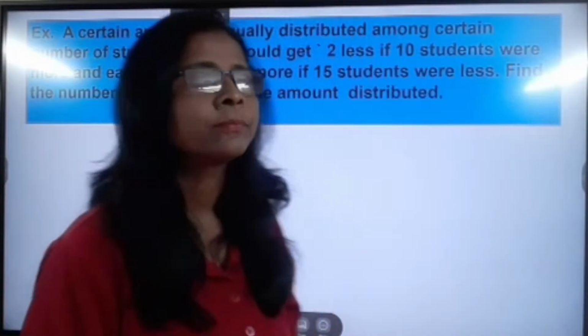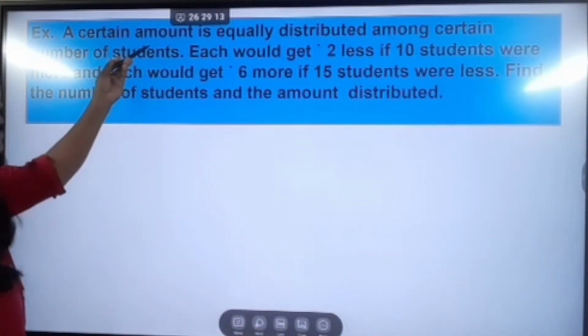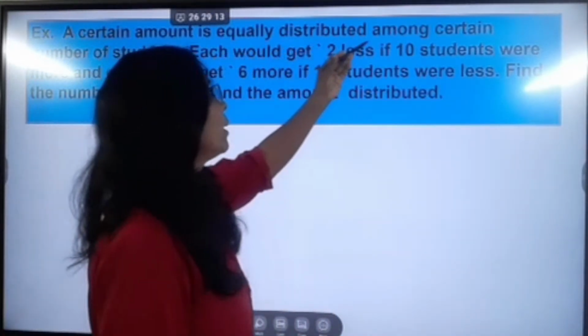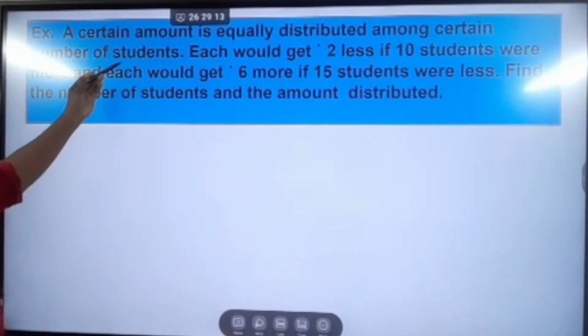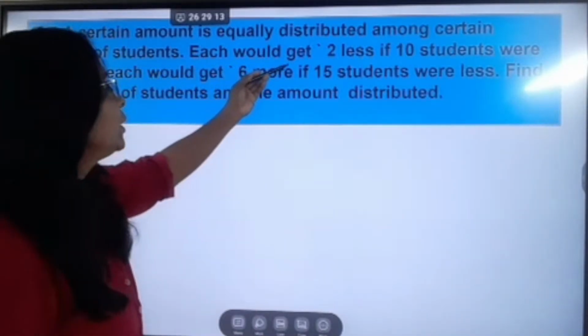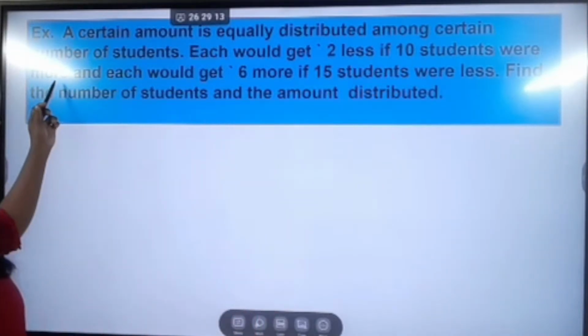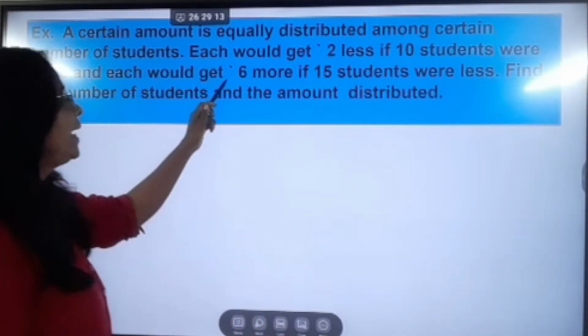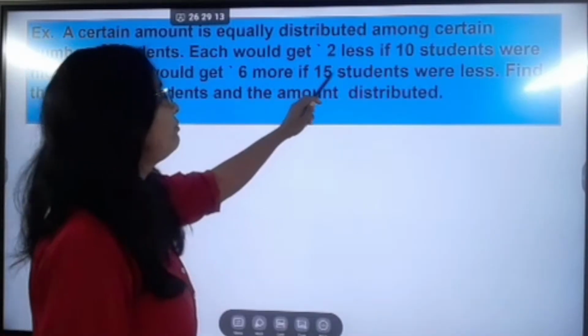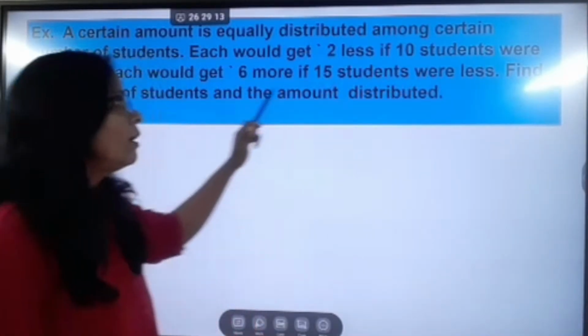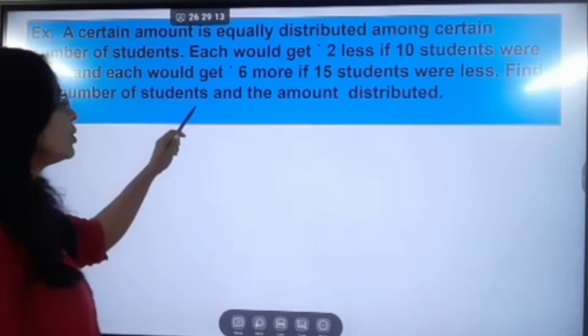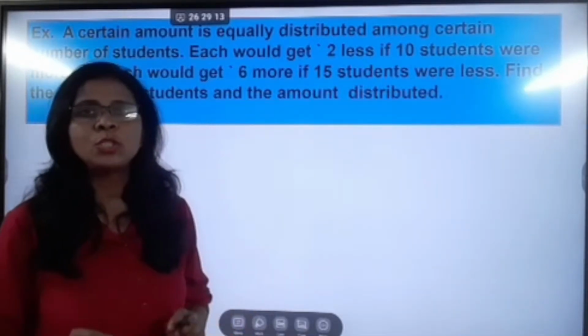So let us see the first question here. First question is that a certain amount is equally distributed among certain number of students. Each would get rupees 2 less if 10 students were more, and each would get rupees 6 more if 15 students were less. Find the number of students and the amount distributed.